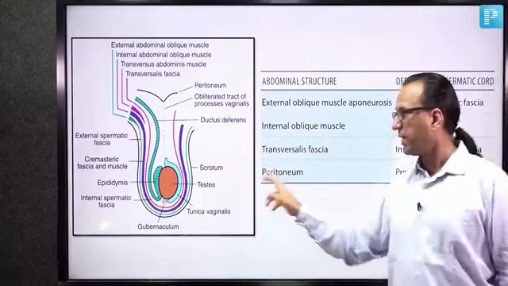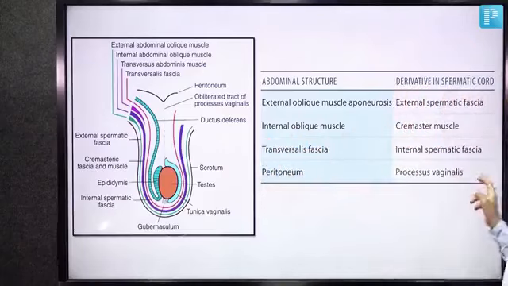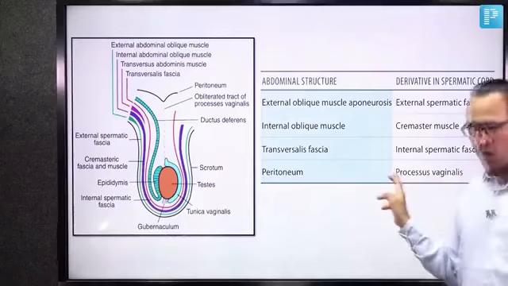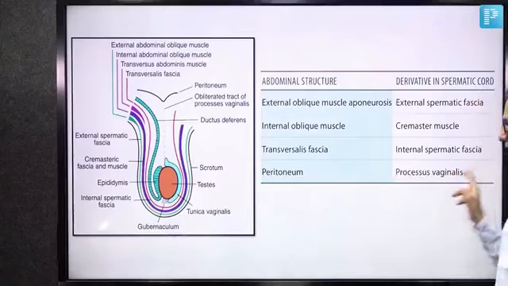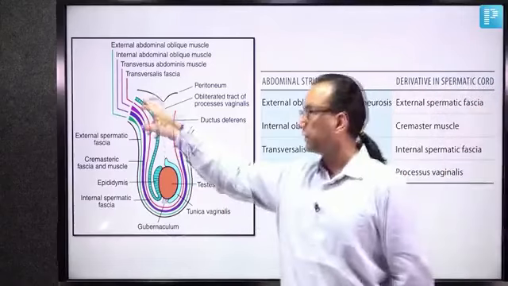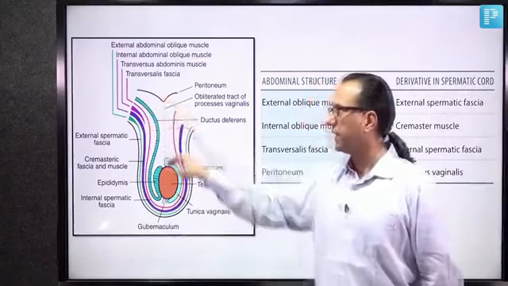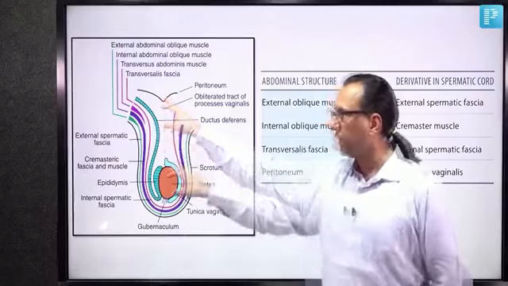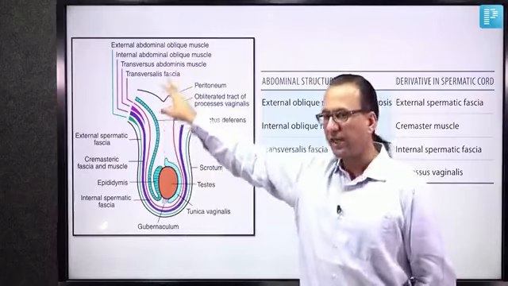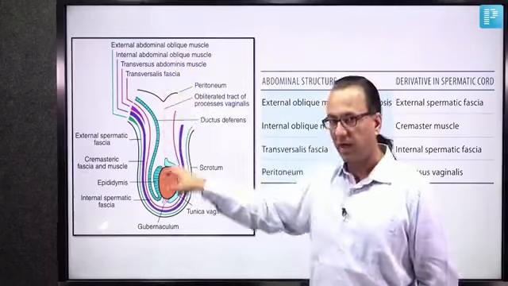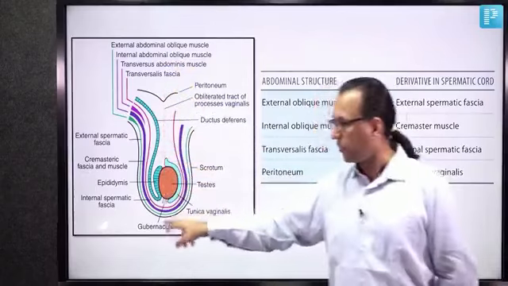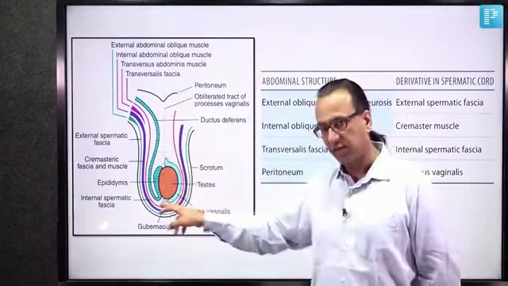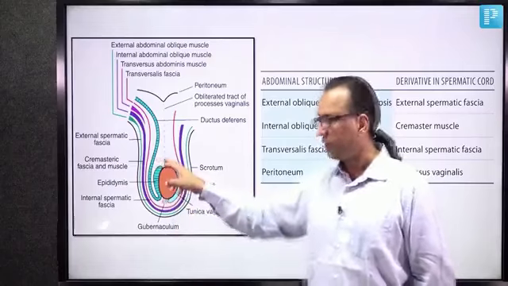You already know about the peritoneum. It would have formed the processus vaginalis, which is normally obliterated. If it is persistent, there will be a chance of indirect inguinal hernia. So as you can see, there is the obliterated processus vaginalis. If it remains open, then it might pull the omentum or intestine into the scrotum, causing indirect inguinal hernia. And a double fold of peritoneum, which is covering the testis in the scrotum, is called tunica vaginalis.